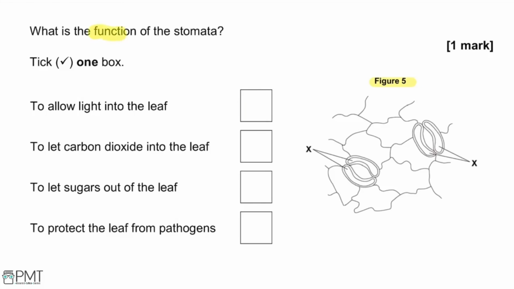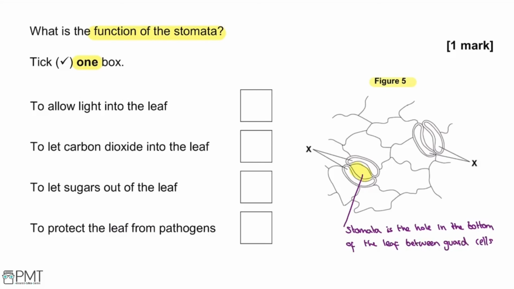What is the function of the stomata? Tick one box. So to recap, the stomata is found on the underside of the leaf, and it's that yellow highlighted bit just situated between two guard cells, which contract and relax to make the width of it larger or smaller. So stomata are just little holes, and what they do is allow carbon dioxide into the leaf.